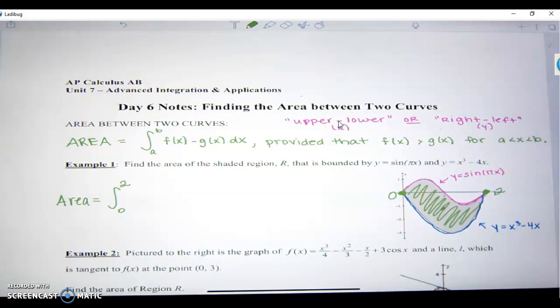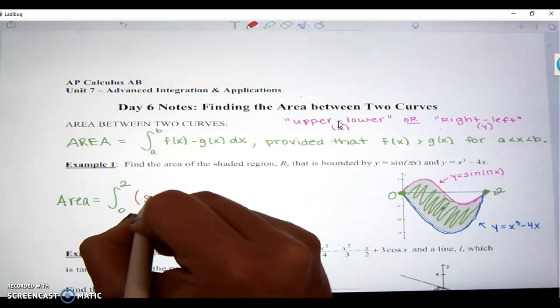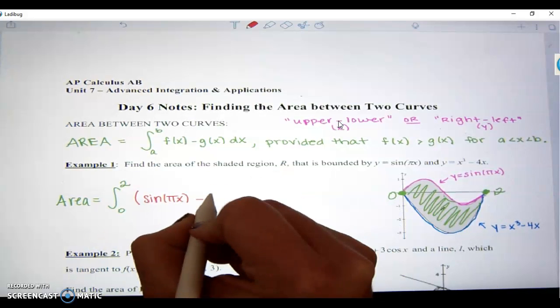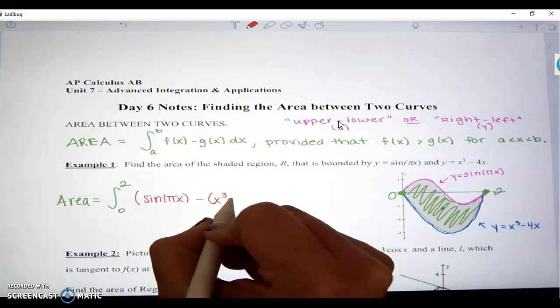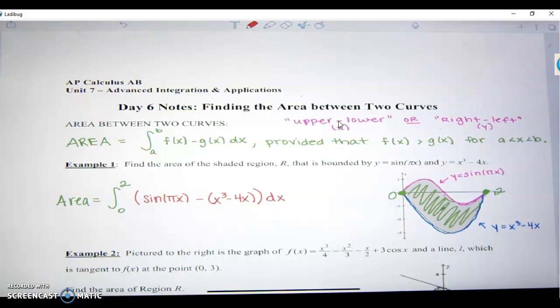So the upper equation here is going to be y equals sine of pi x, and my lower equation here is going to be my x cubed minus 4x. You've got to make sure you do the top one minus the bottom one. So we're going to have sine pi x, and then minus the bottom equation x cubed minus 4x, and then we always have dx. Okay, so sine of pi x was on top, minus, because it says minus, and then your bottom function x cubed minus 4x.